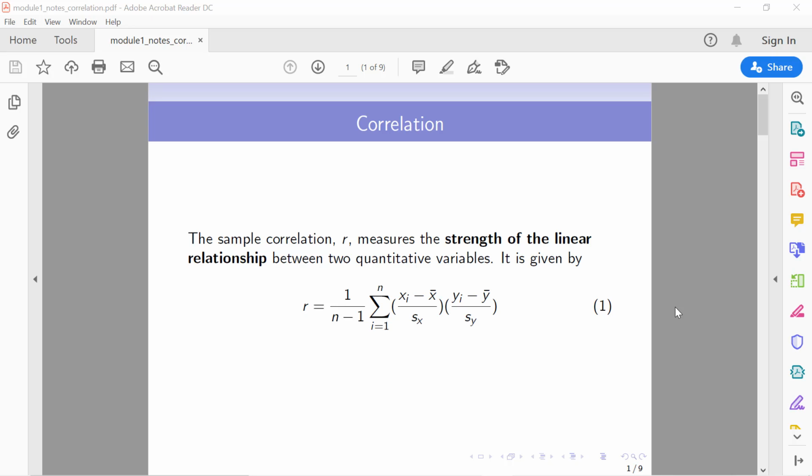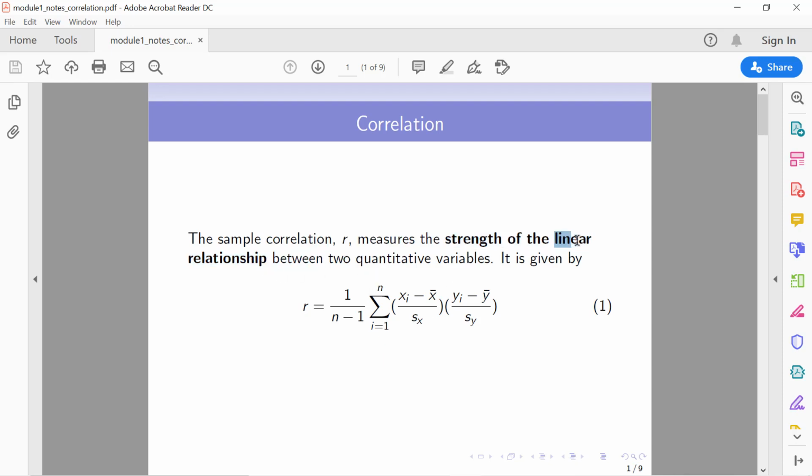Okay, so I'm going to go over a few pitfalls with the correlation coefficient. I think most of you are probably aware of the correlation. Equation one is the formula for it. Notationally, most people write it as a lowercase r. The correlation measures the strength of the linear relationship between two quantitative variables.